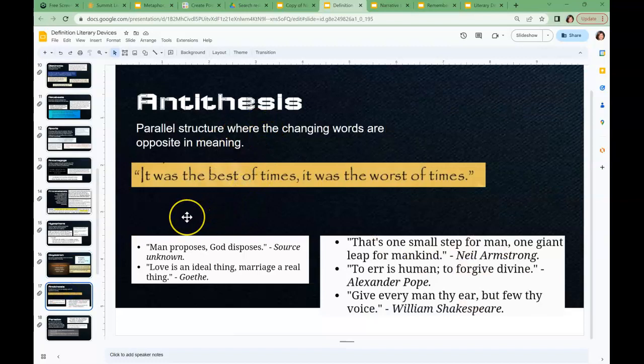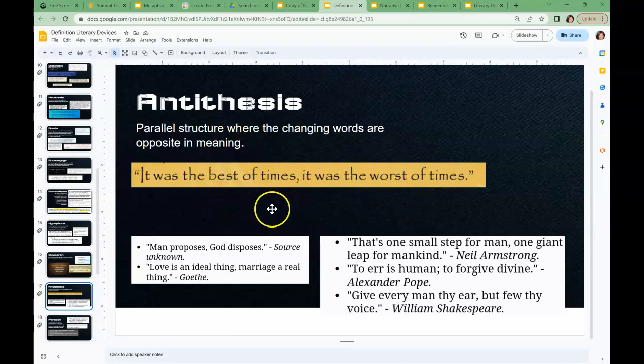Antithesis has contrasting terms as well, opposite terms, but they're in a parallel structure. The most famous example is, it was the best of times, it was the worst of times. The parallel structure is pretty obvious here. It was the blank of times, it was the blank of times. And then within these blanks, we have best and worst, which are opposites.